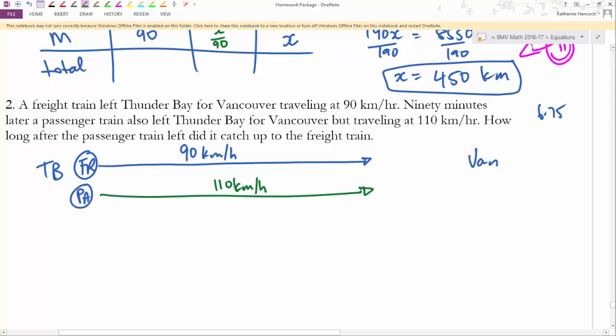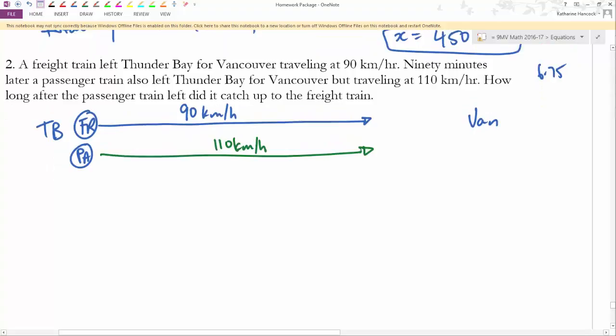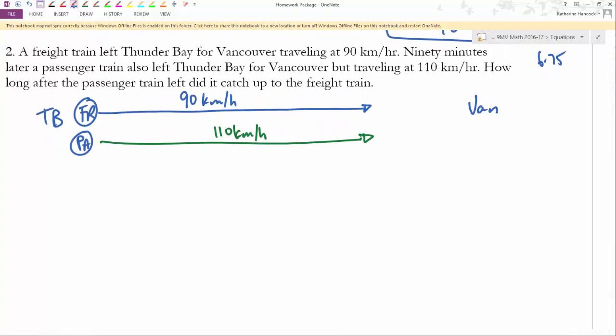And then they catch up. So the distance is going to be the same because they catch up. They left the same place, they do catch up, so they hit the same place. We have two different speeds, but they're going to travel for different times. Okay, so I hadn't looked at this question before. I'm looking at it right now.